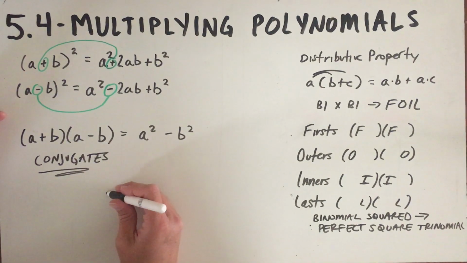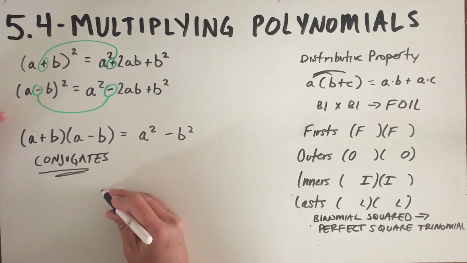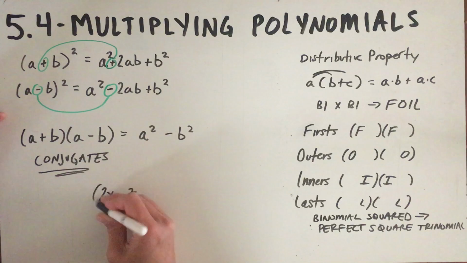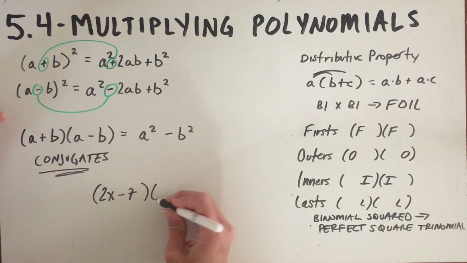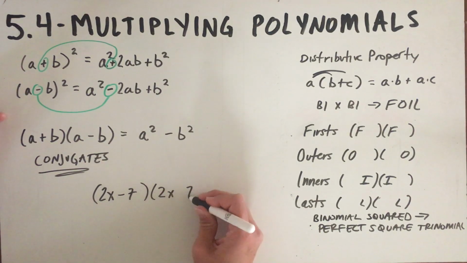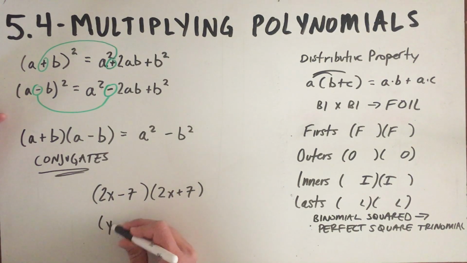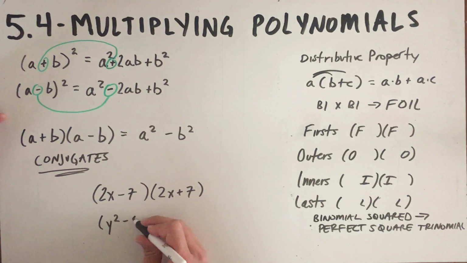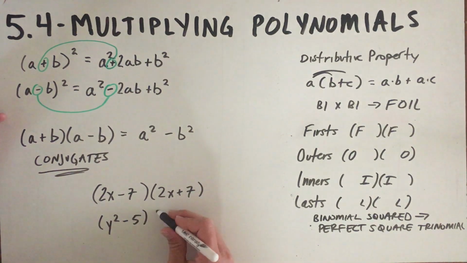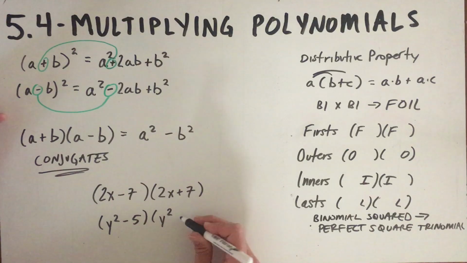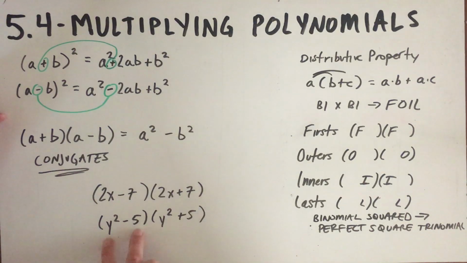So if I said, oh, I have a 2x minus 7, what would its conjugate be? Well, the same two terms, 2x and a 7, but with an opposite sign. If I had y squared minus 5, then its conjugate would be y squared plus 5. Same two terms, just opposite signs. Okay, so those are conjugates.